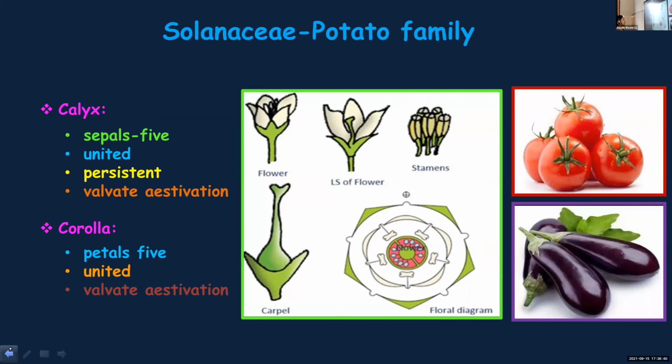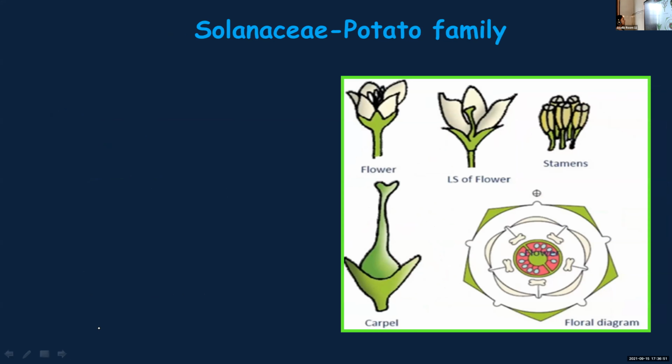Once again, 5 sepals which are united, and calyx is persistent, they exhibit valvate estivation. Corolla, 5 petals which are united and exhibit valvate estivation. Now, androecium. 5 stamens.